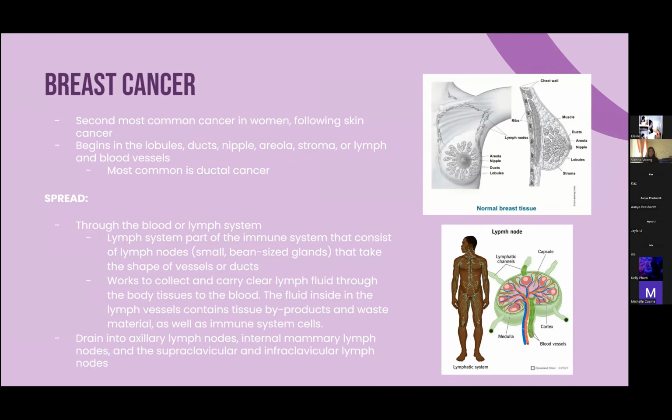And for those of you who don't know what the lymph system is, it is part of the immune system and is made up of something called lymph nodes. And that's a little diagram on the bottom right. Lymph nodes are small bean-shaped glands that also contain vessels and ducts. These vessels and ducts contain body tissue, byproducts, waste, and immune cells.